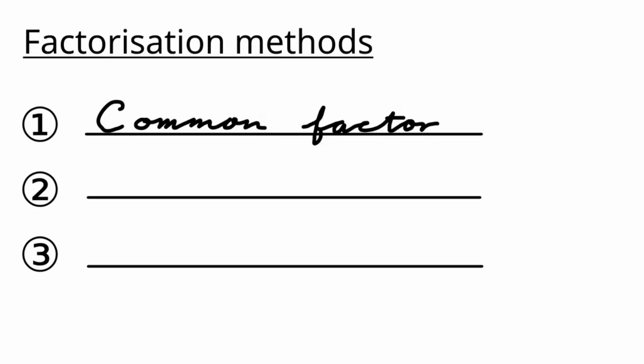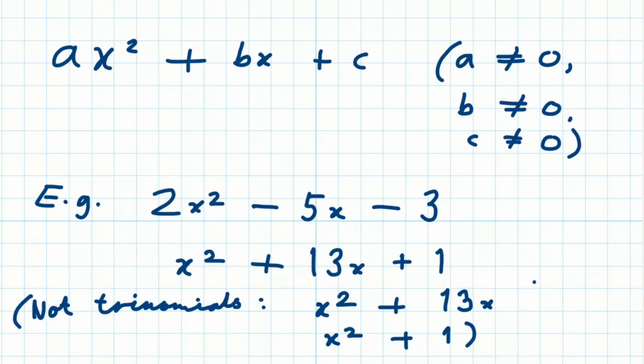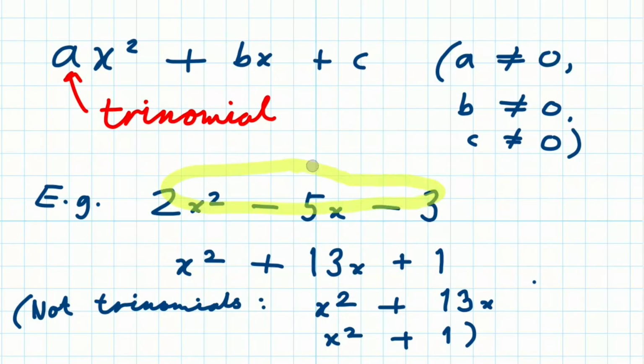The next kind of factorising we will look at is called trinomial. A trinomial is a school maths term to refer to an expression in a variable, such as x, with a squared term, a linear term, and a constant. So in this case, an x squared term, an x term, and a constant. None of these terms can be 0. 2x squared minus 5x minus 3 and x squared plus 13x plus 1 are both trinomials.